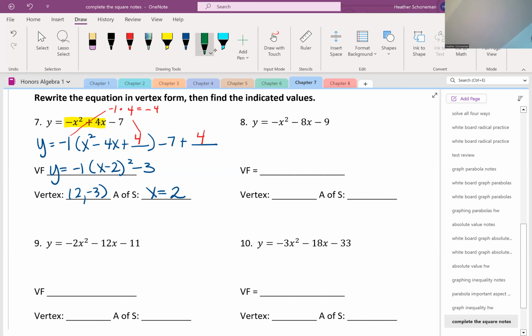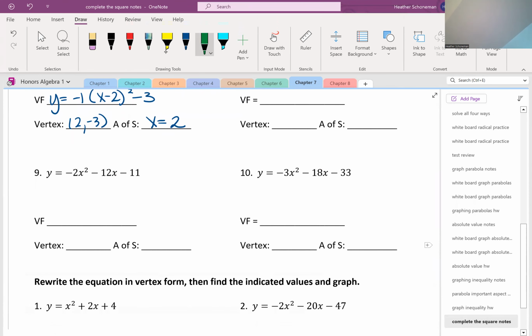Okay, to save a little time in the video, I'm going to skip down to number 9. Number 9, we can only complete the square if the leading coefficient is an invisible positive 1. So on this one, I'm going to have to factor out a negative 2. So I take out a negative 2 and I get positive x squared plus, because negative 12 divided by negative 2 is positive 6x, plus blank, close my parentheses, minus 11 plus blank. Half of 6 is 3.